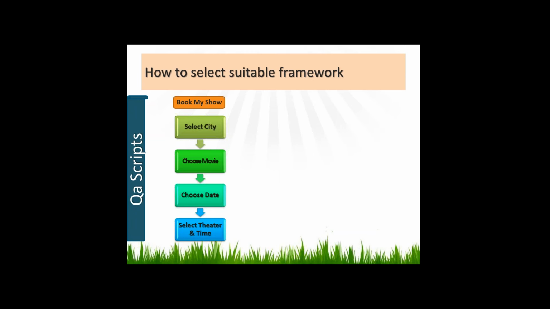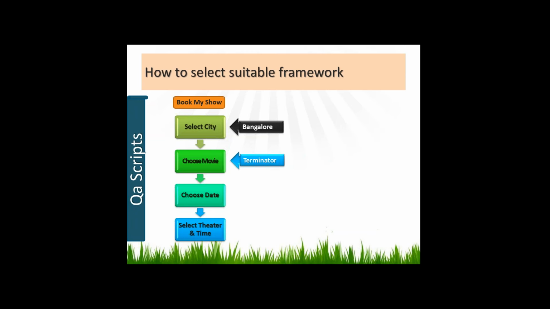Let me say I have automated it and come up with one script which is going to test all these steps. And I want to test with one set of test data. For example, I want to pass test data related to Bangalore. When I select the city as Bangalore, all the movies which are being screened in Bangalore will be listed in the drop-down called movie, right? So I have to select from those which are getting screened in Bangalore city.